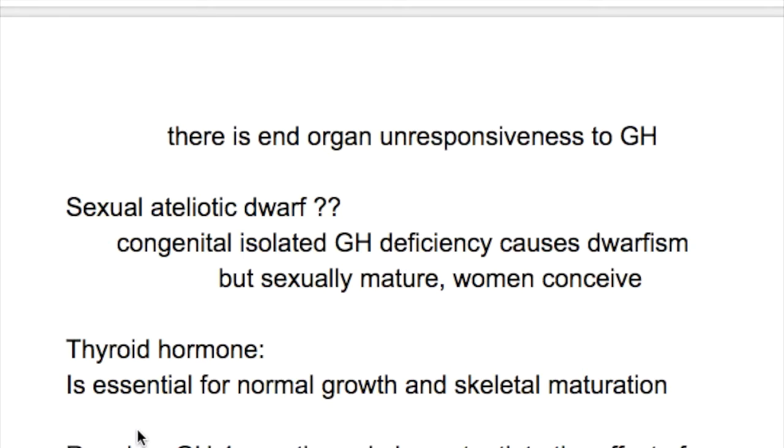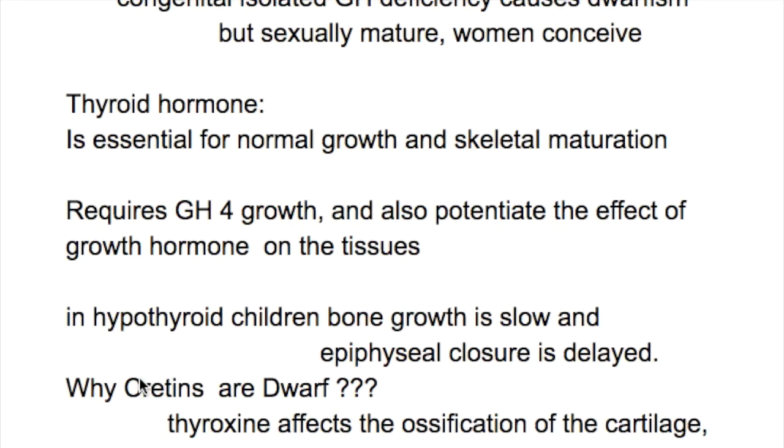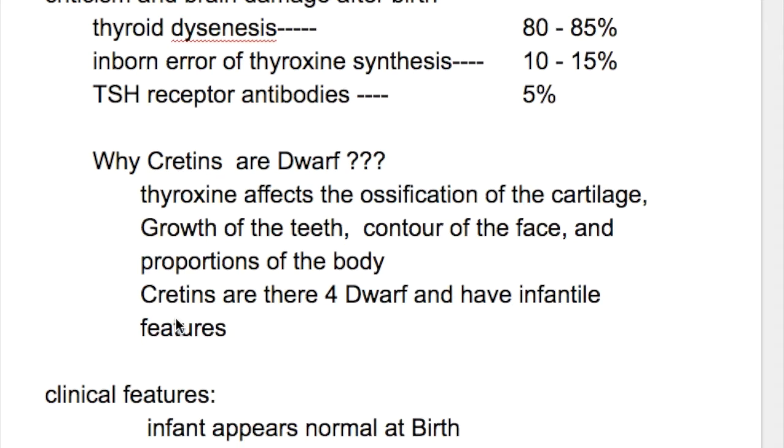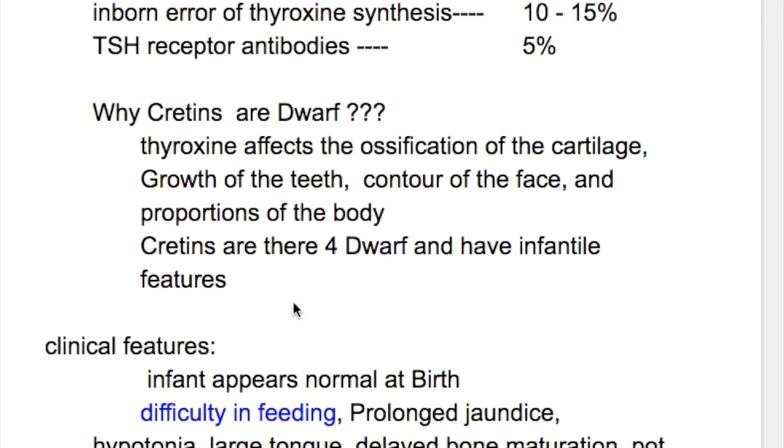The cause of thyroid hormone deficiency dwarfism. Thyroid is essential for normal growth and skeletal maturation. In hypothyroid children, bone growth is slow and epiphyseal closure is delayed. Why are cretins dwarf? Thyroxine affects the ossification of cartilage, growth of the teeth, contour of the face, and proportions of the body. Cretins are therefore dwarf and have infantile features.